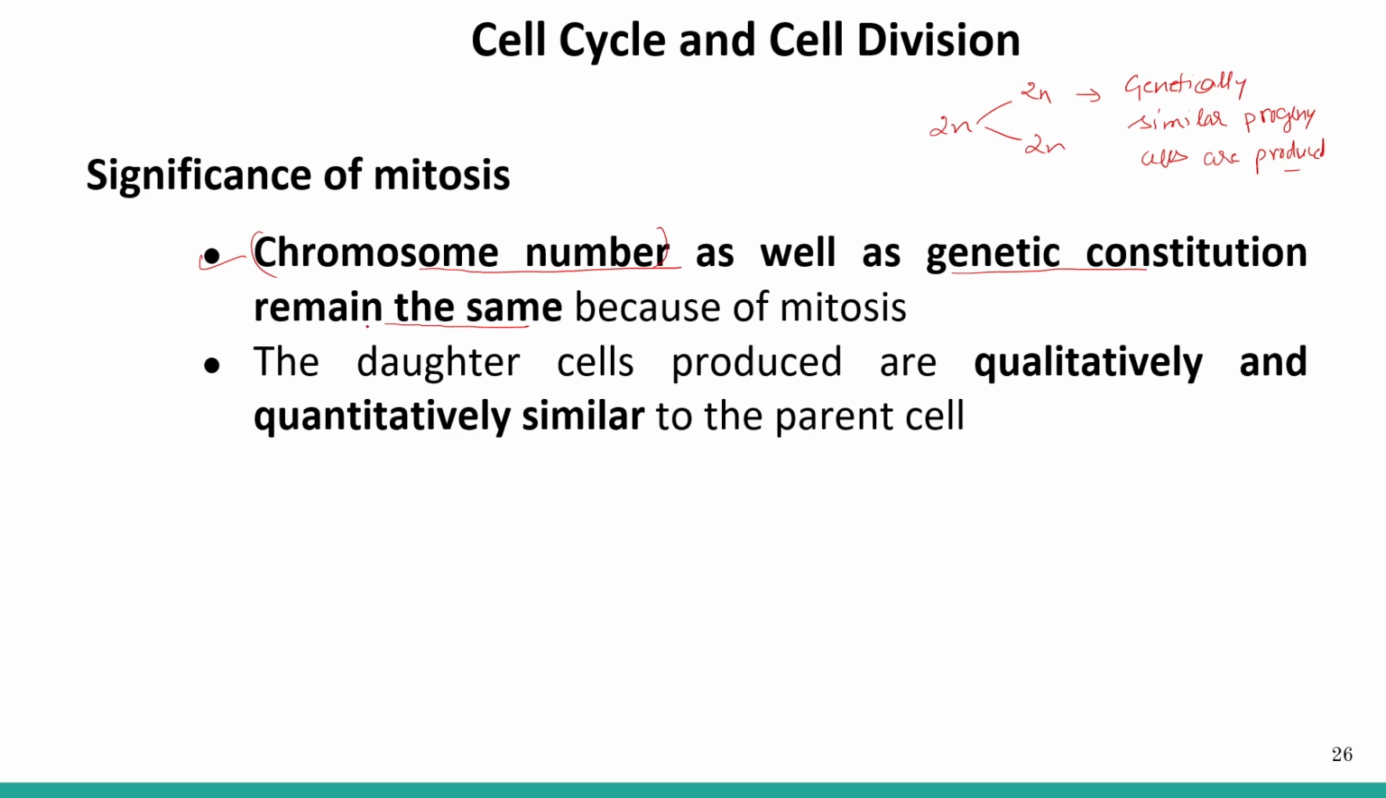Okay. So here I have written that the daughter cells or the progeny cells produced are qualitatively and quantitatively similar. Okay, means same chromosome number and same genetic constitution. Alright. So this was about mitosis.